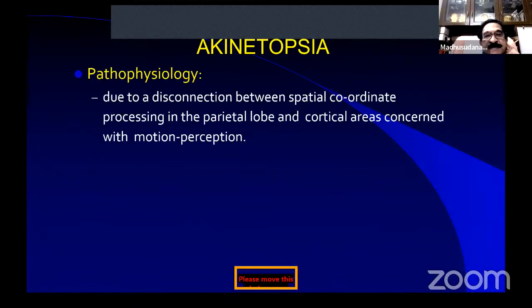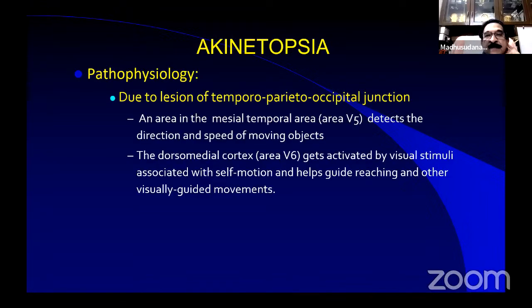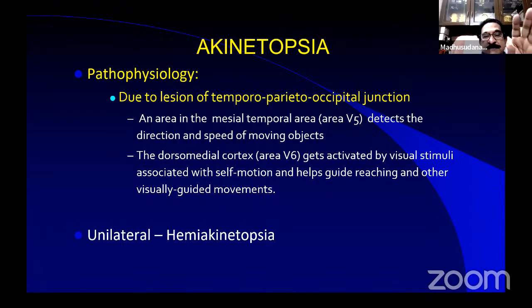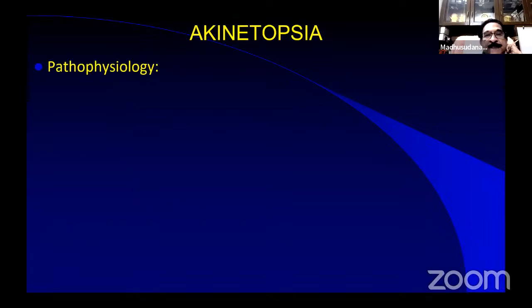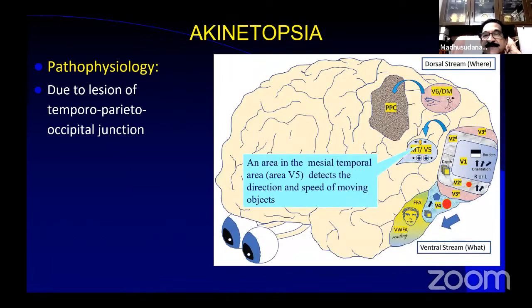This is due to disconnection between the spatial coordinate processing in the parietal lobe and the cortical areas concerned with motion perception. The area for motion perception is area V5. The area in the medial temporal region, called area V5, detects the direction and speed of moving objects. There is a dorsomedial cortex. Area V5 gets activated by visual stimuli associated with self-motion and helps guide reaching and other visually guided movements. It can also be unilateral. A one-sided lesion can produce loss of motion perception in the contralateral field alone. And this is the area concerned, area V5, the medial temporal area.